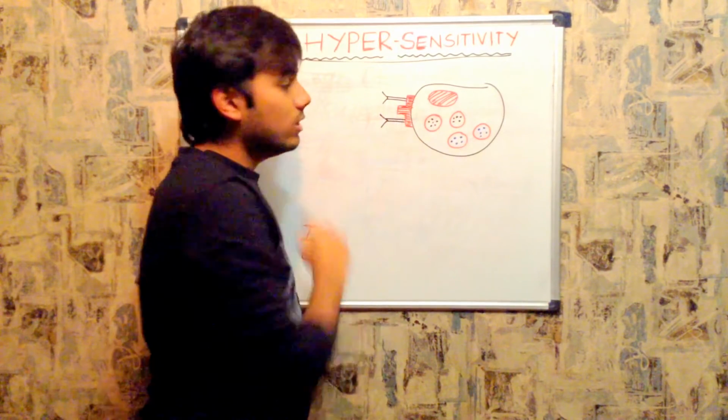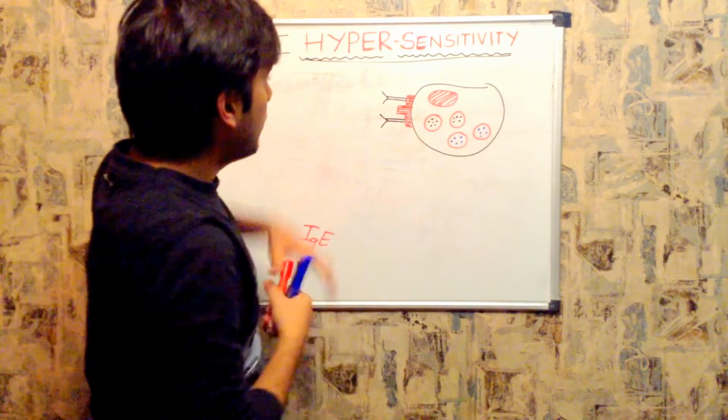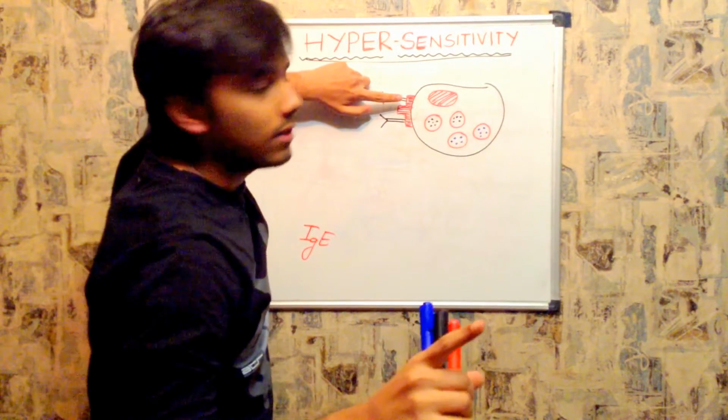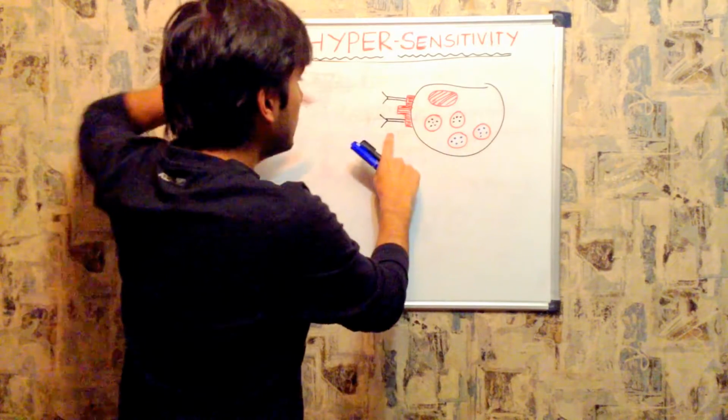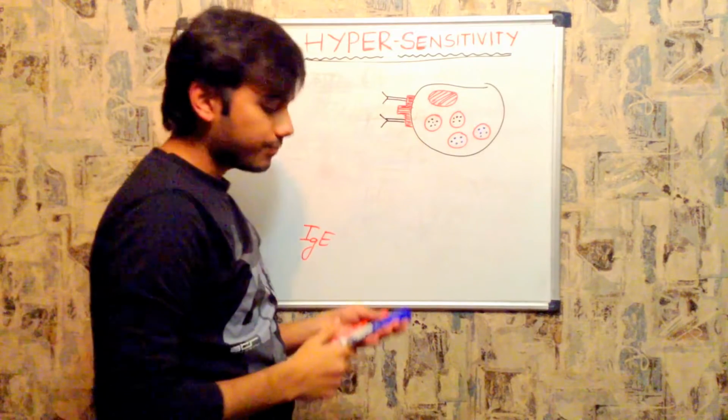By seeing this diagram, you need to understand that there are two IgE antibodies coming and binding to this receptor, that is the IgE receptor. If there is binding of one IgE antibody, then this mast cell is not activated. The mast cell is activated only when these two IgE antibodies get bound to this IgE receptor.